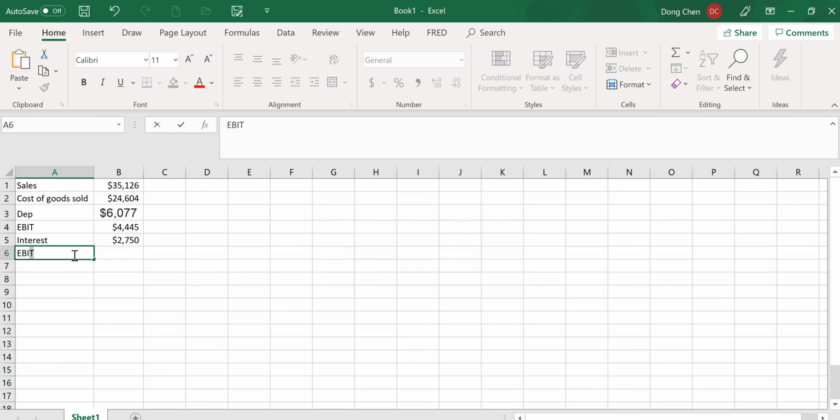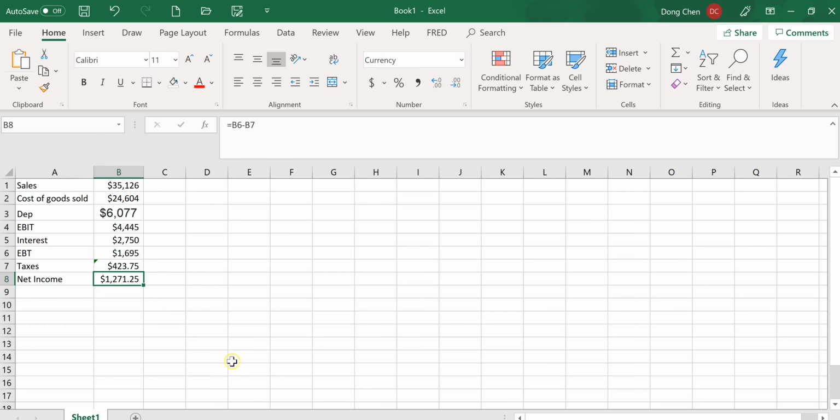So their difference becomes taxable income, EBT. So that's the EBIT minus interest. And then taxes are simply based on this EBT multiplied by the tax rate. And we find the tax rate is 25%, and then net income is simply the difference between EBT minus the taxes.